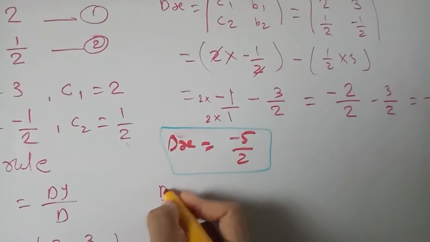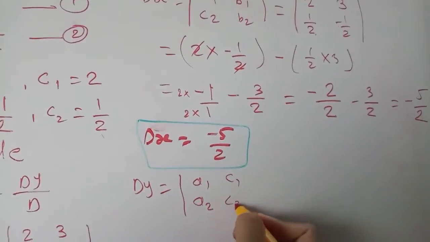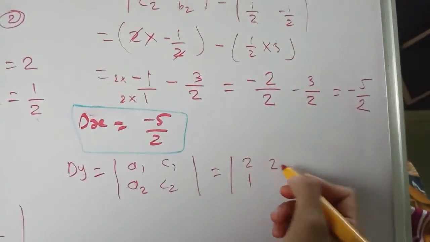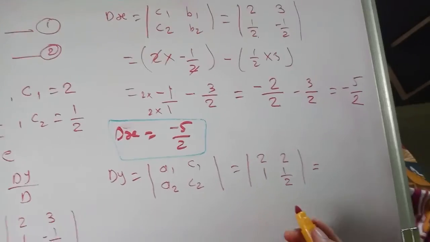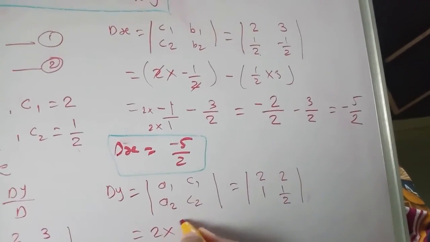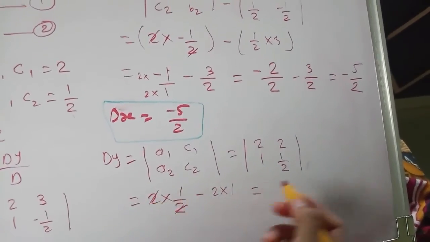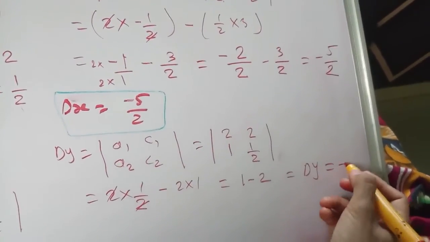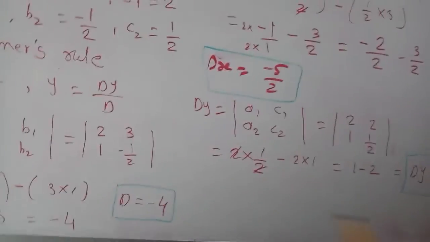So dy is equals to determinant of a1, a2, c1, c2 is equals to 2, 1, 2, 1 upon 2 is equals to, so cross multiplication, 2 into 1 upon 2 minus 2 into 1 is equals to 2 get cancelled, 1 minus 2. So dy is equals to minus 1. Put this value and find the value of x and y.